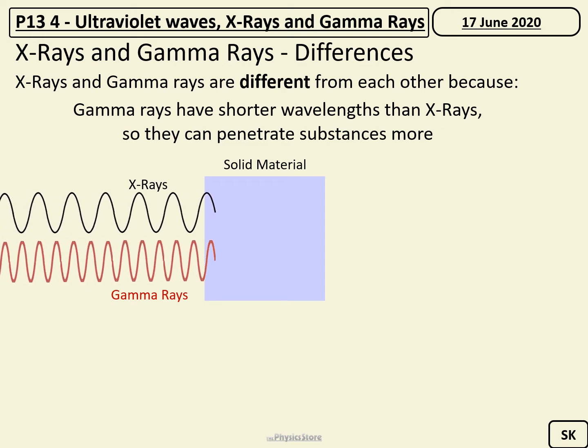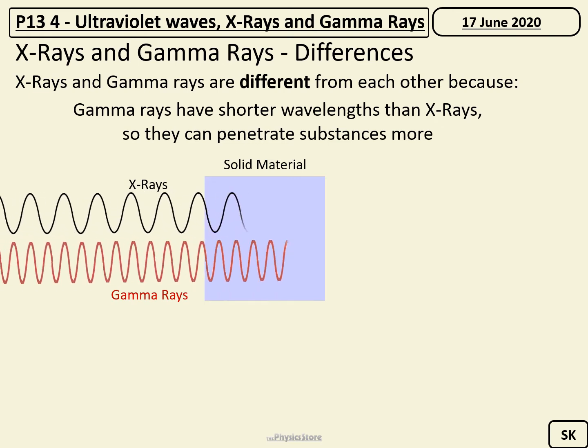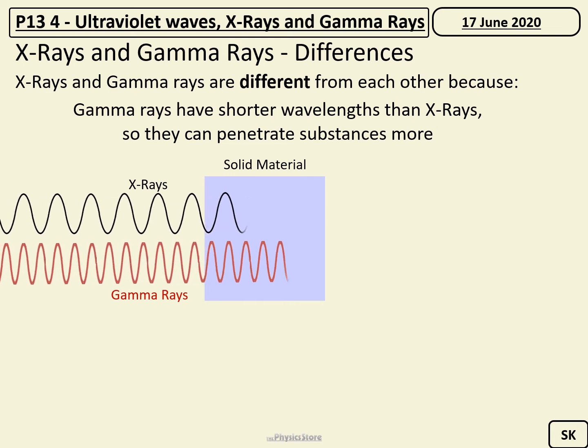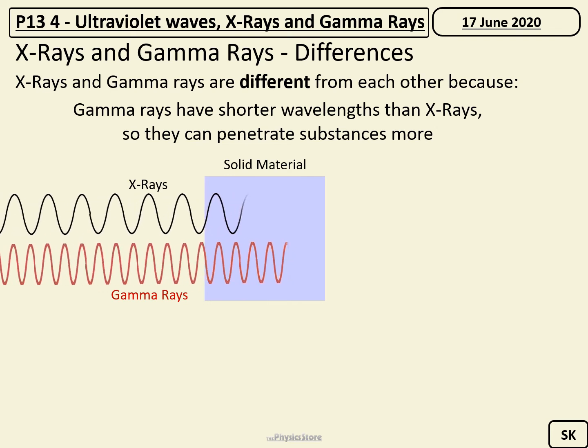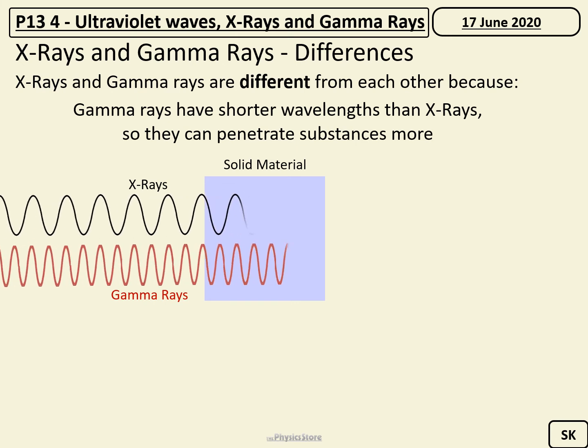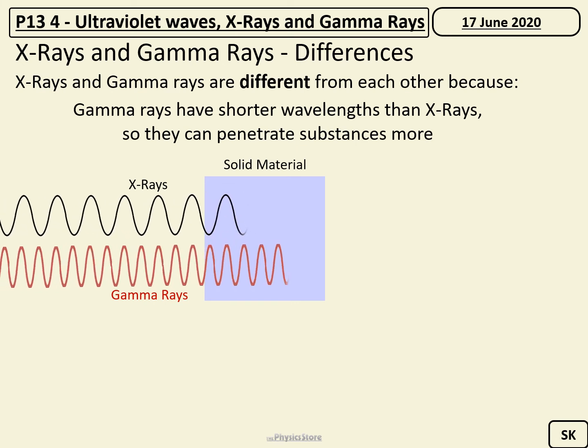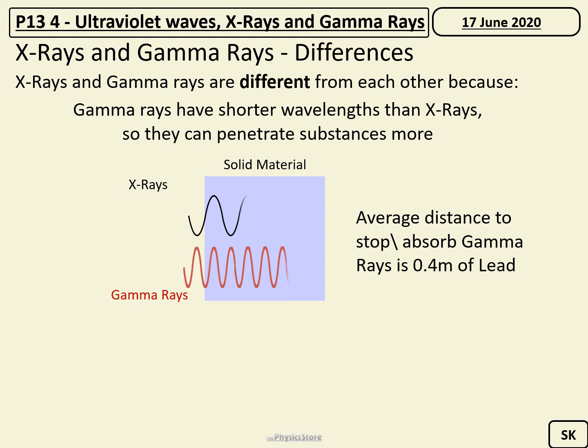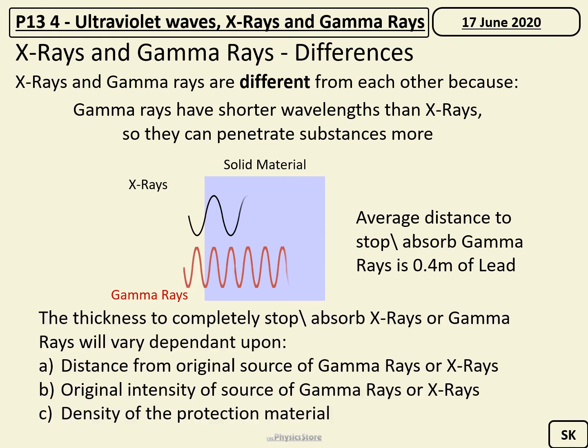Gamma rays have shorter wavelengths than X-rays, so they can penetrate substances more. As you can see in the diagram, the gamma rays going through the solid material can penetrate the substance more than the X-rays shown travelling through the solid material. The average distance to stop or absorb gamma rays is 0.4 meters of lead.